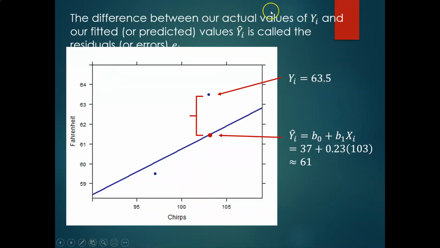So the difference between our actual values of y, once we have them, and our fitted or predicted values of y is called the residuals or errors. It's noted by an E that's kind of hiding behind the graph there. So that's what we have here. We have a predicted value of 61, but the actual value turned out to be 63.5. So that means we're about 2.5 degrees off. That's a pretty big margin to be off, but it doesn't mean that they're all off that amount. Every data point is going to have a separate error, and some of those errors could be very, very small.